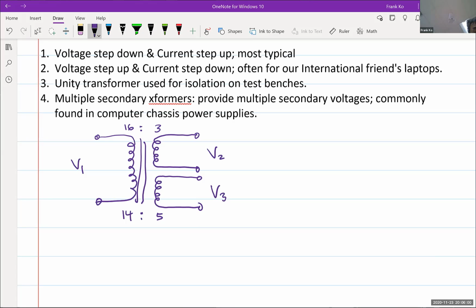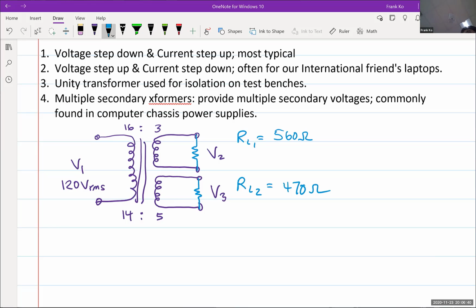And if I say that I have 120 volts RMS, and I'll go ahead and put in a load here, and put in another load here. Let's say RL1 is equal to 560 ohms. And I'm going to say RL2 is equal to 470 ohms.